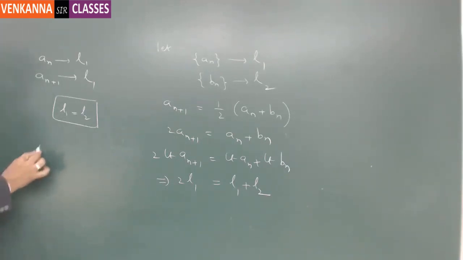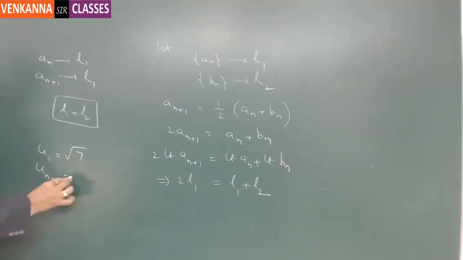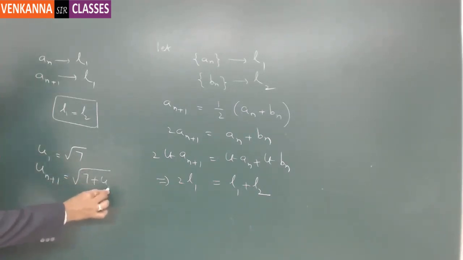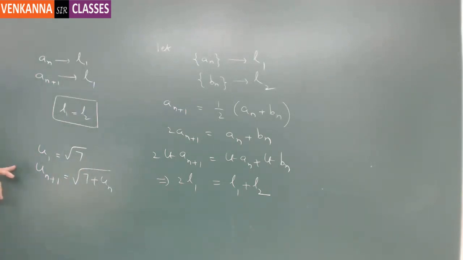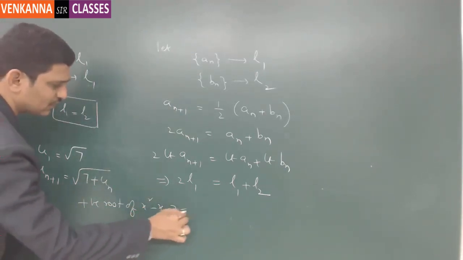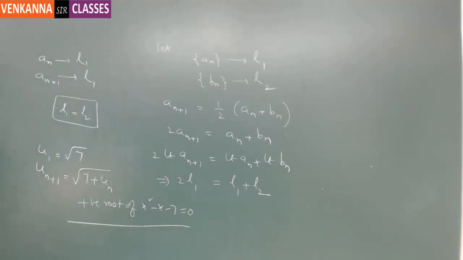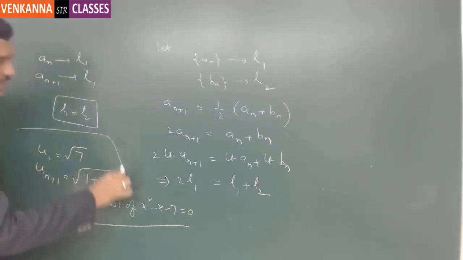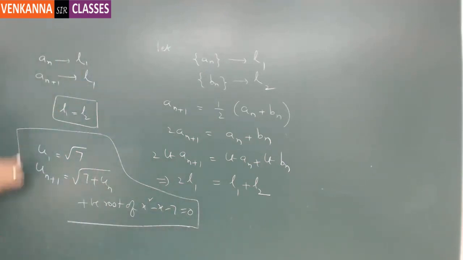You take a sequence u1 is equal to root 7 and un plus 1 is equal to root of 7 plus un. You define like this. And you should prove that the sequence converges to the positive root of x square minus x minus 7 equal to 0. You take this problem as a practice. Similar kind of problem we already did in the class. Right. You take a note of this.